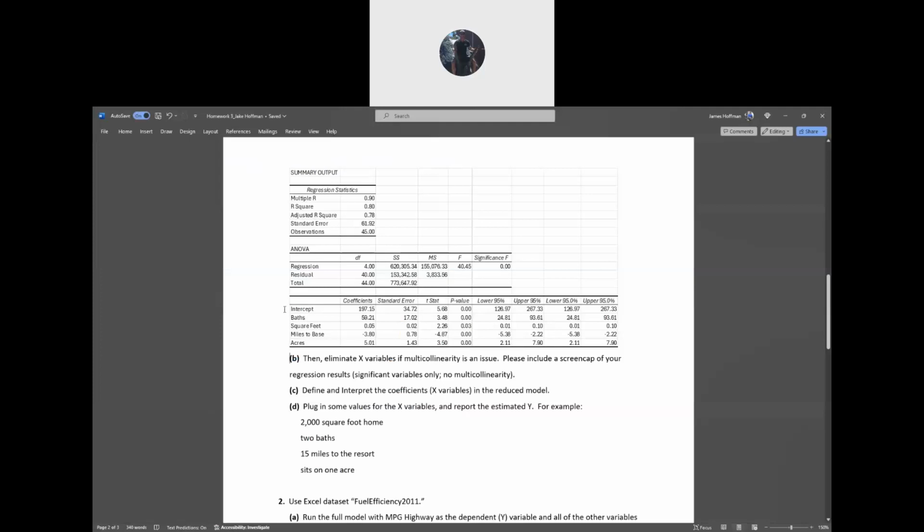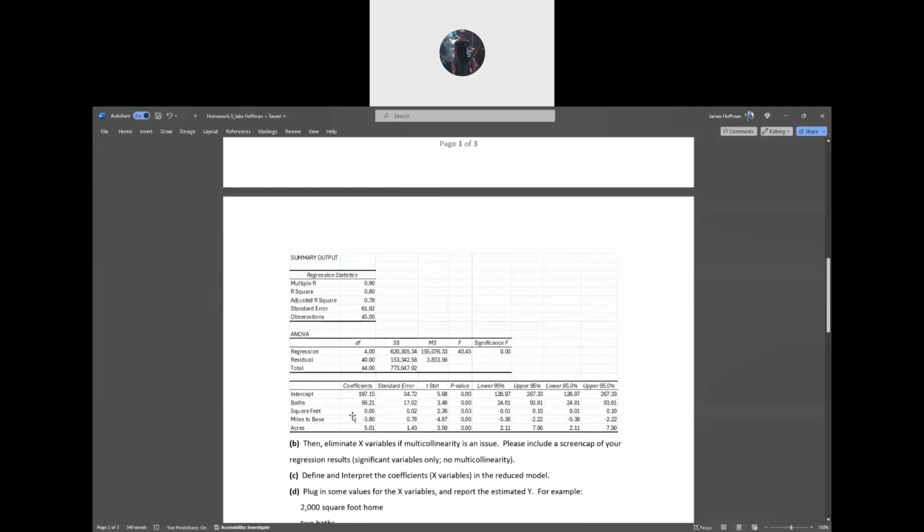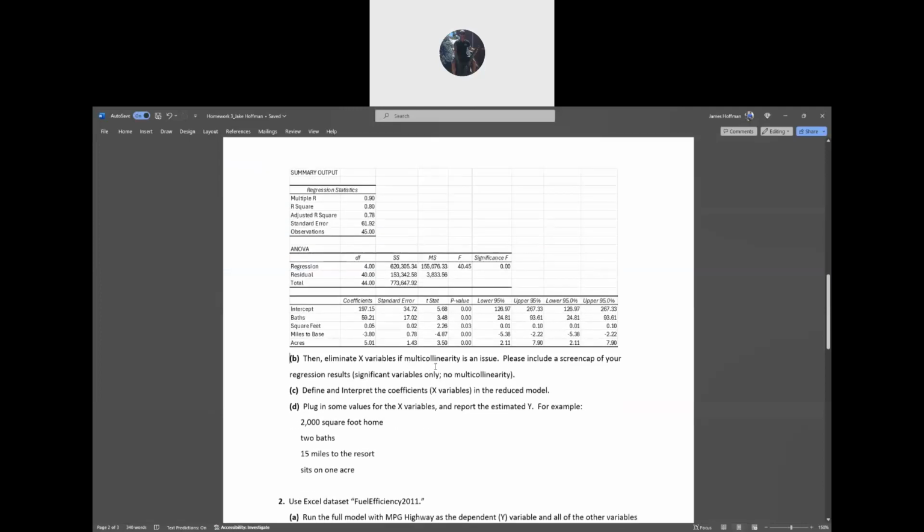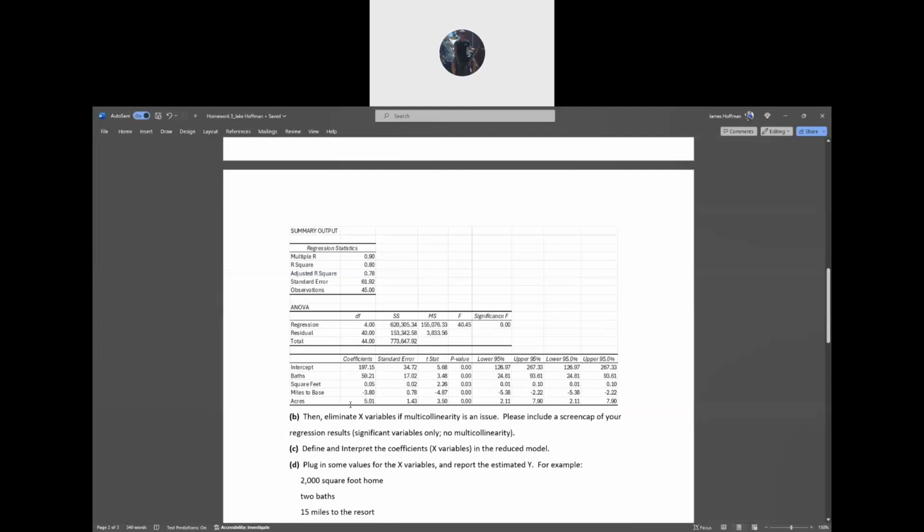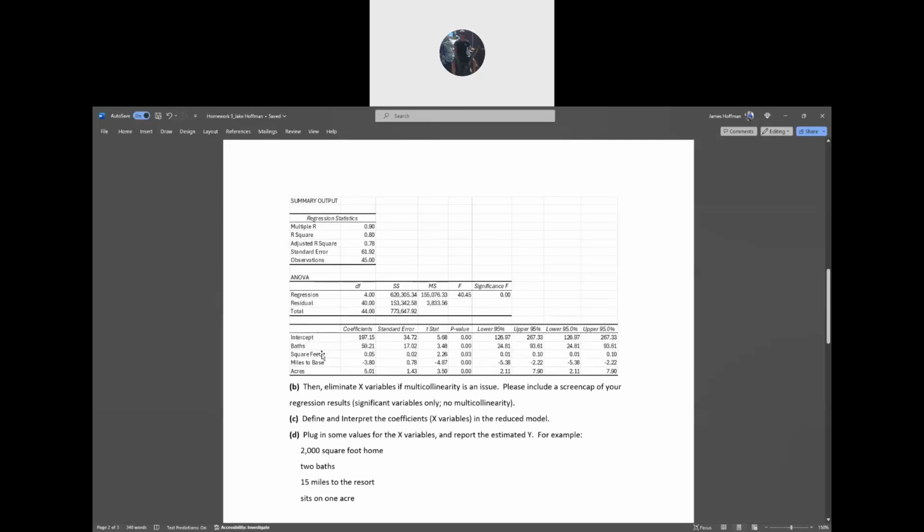Okay. Now, part B, which is new, is to eliminate variables if multicollinearity is an issue, and that means if there's a correlation amongst the remaining x variables that's too high, then you might need to take one out. For example, if square feet and Bass are kind of capturing the same thing, you're only going to want to keep one because the effect is getting clouded by both.